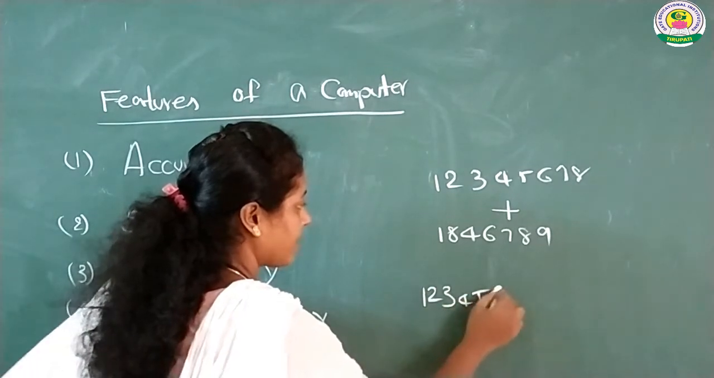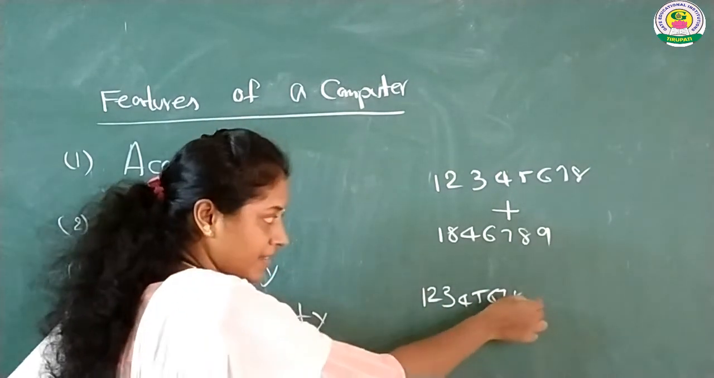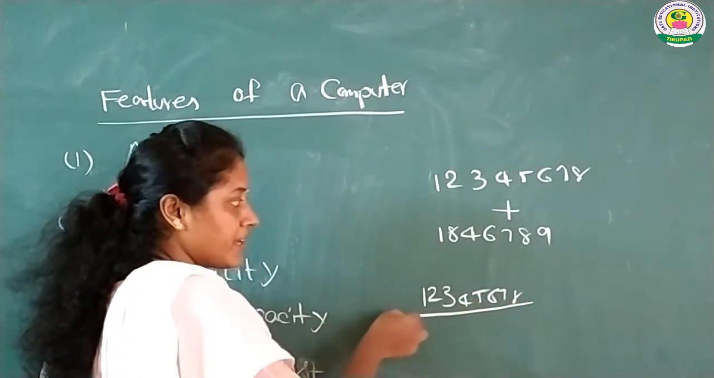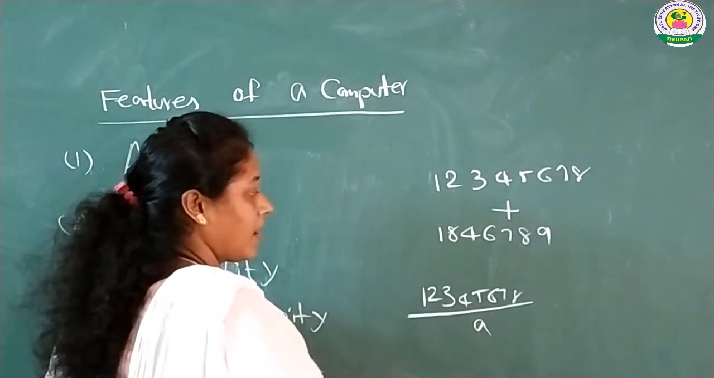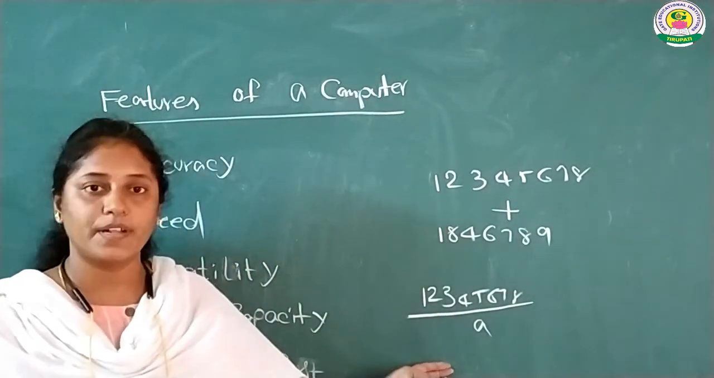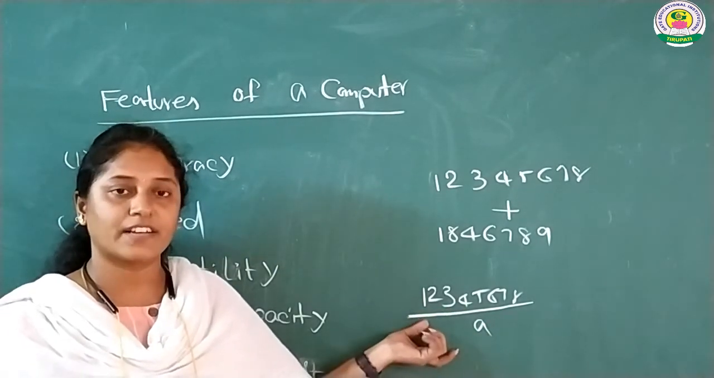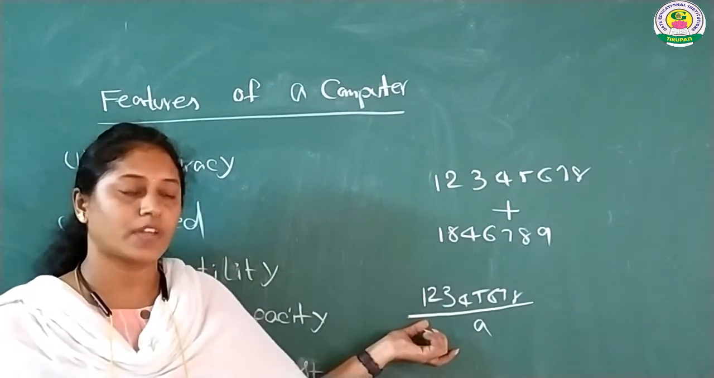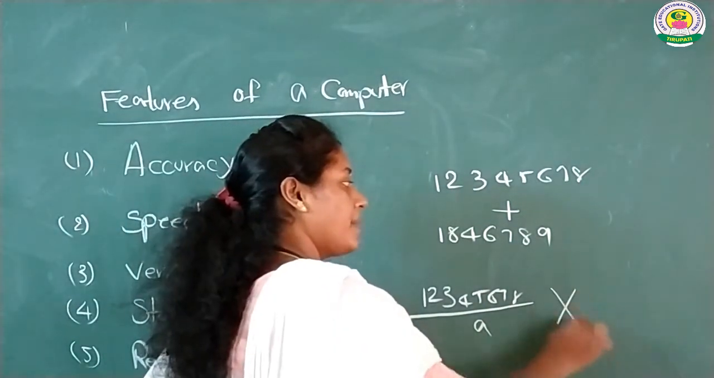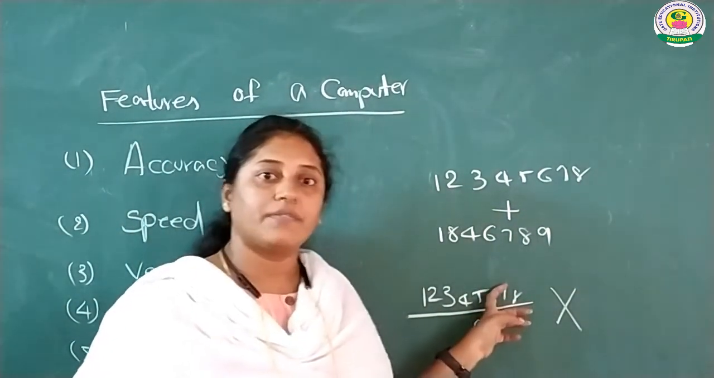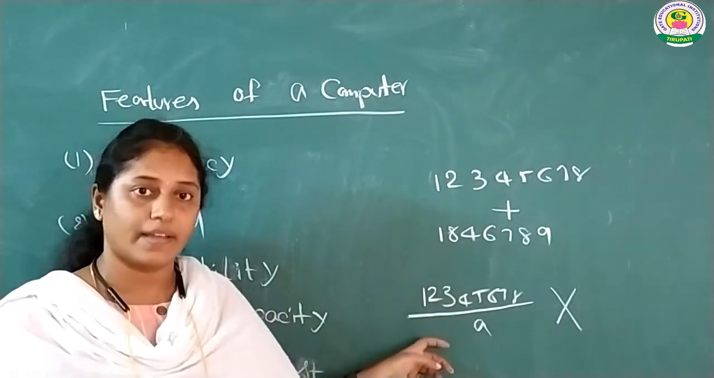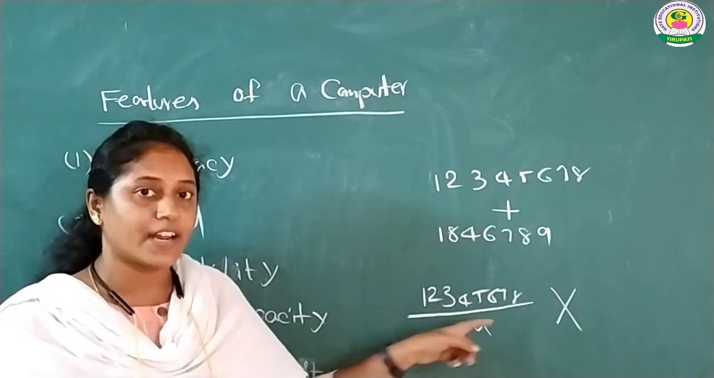Okay, so if I am going to give another instruction to the computer, for example 1 2 3 4 5 6 7 8, and this number has to be divided by an alphabet. Is it possible for the computer to calculate this type of calculation? No, quite not. Why? Because a number can be divided by another number only, but not a character. Okay, so this is the wrong instruction.